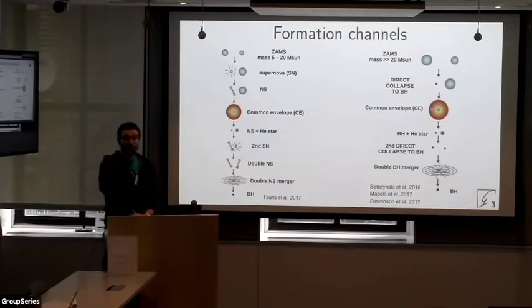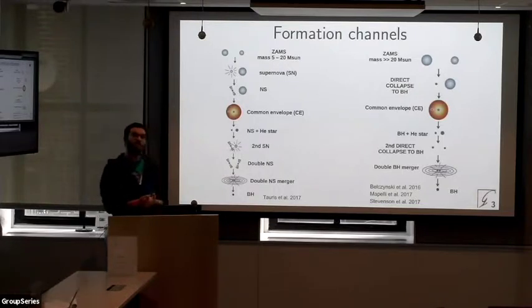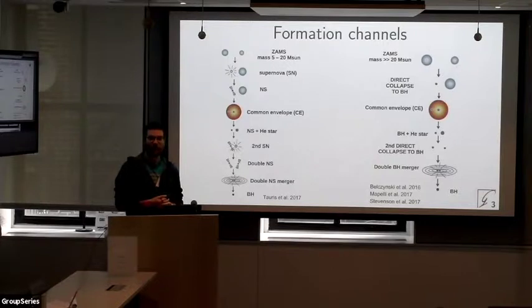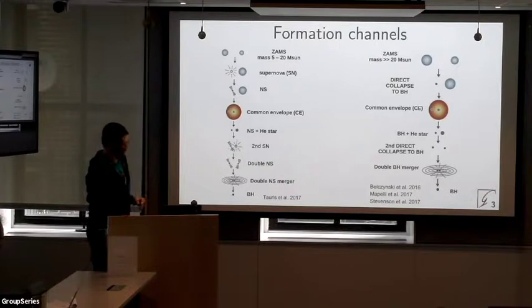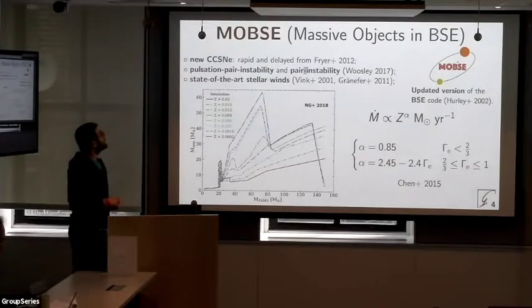Since I am a population synthesis guy, I use population synthesis simulations to study how different physical processes can impact the formation and the demography of compact object binaries. Here I want to describe the code I mainly use, which is MOBSE, an updated version of the famous BSE. In particular, in MOBSE, we include the prescriptions for core collapse supernovae, for pulsational pair instability and pair instability, and state-of-the-art stellar winds.